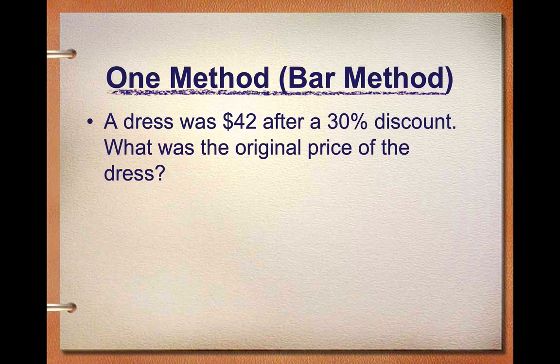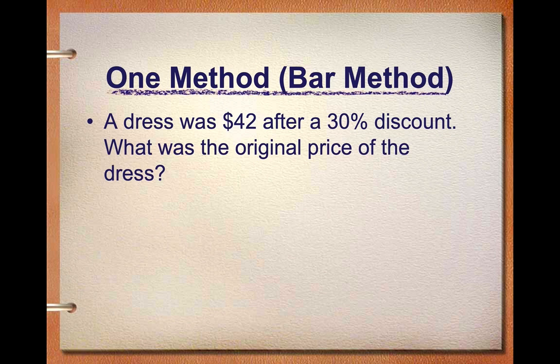So let's take a look at another one here. Get a little visual here for percents. Often you'll see number lines, double number lines, bar methods. Again, we're not going to do them all, but just take a look at a couple here. So let's say a dress was $42 after a 30% discount. What was the original price of the dress? Can you pause the video for a second and see how you would solve that?